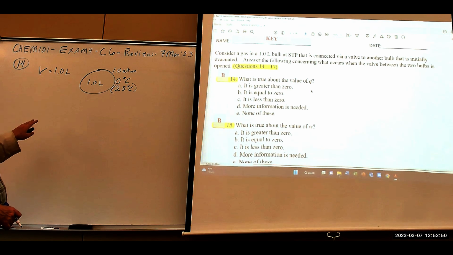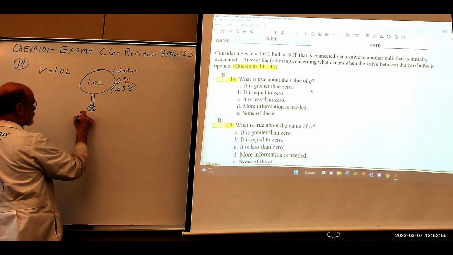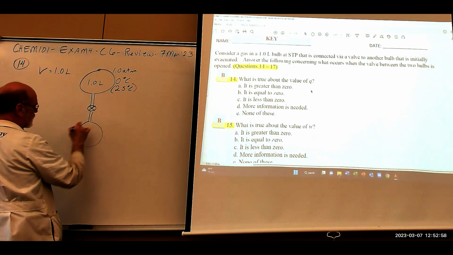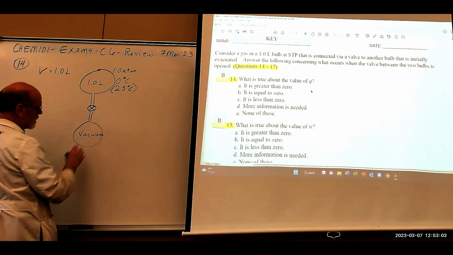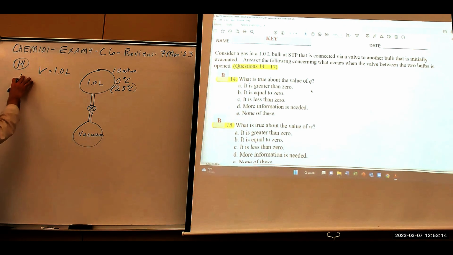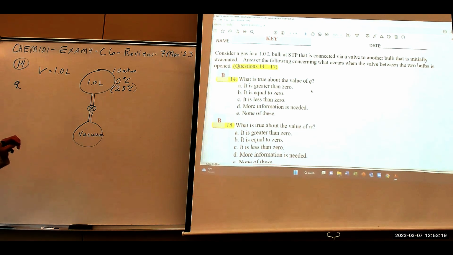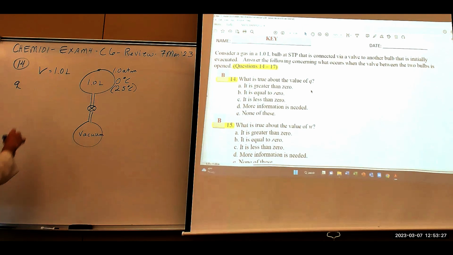It's connected by a valve to another bulb. There's your valve connected to another bulb. It doesn't tell us what the volume is. It just says that there's a vacuum in here. Okay, now, when you open the valve, what happens for 14? What happens to Q? Right. If it's constant temperature, there's no heat transfer. So Q would have to be equal to 0.